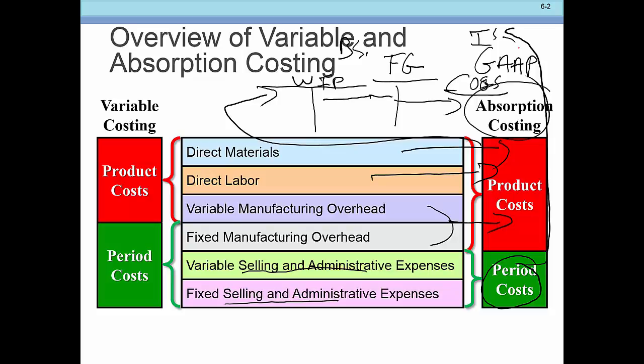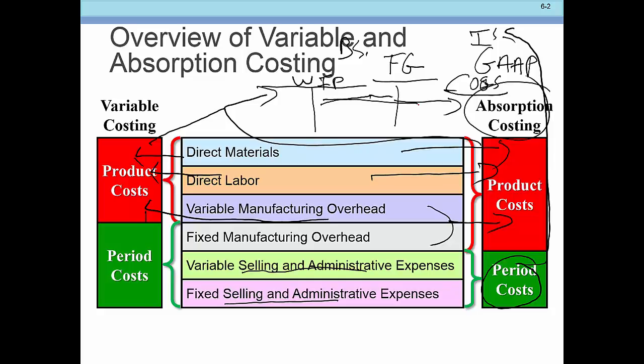Okay. Now, when we get to variable costing, we're still going to treat our direct material and our direct labor as product cost because they are variable costs. Our variable manufacturing overhead is going to be treated as a product cost because it is variable. So under variable costing, we only treat our variable costs as a product cost. So only our variable costs go through this process of work in progress to finished goods, and they don't hit the income statement until the items are sold.